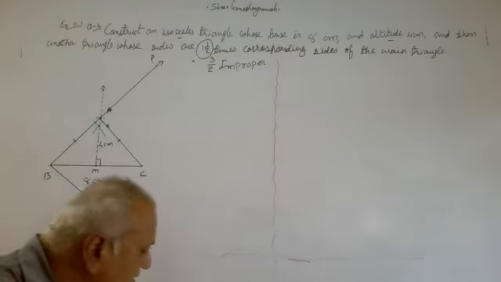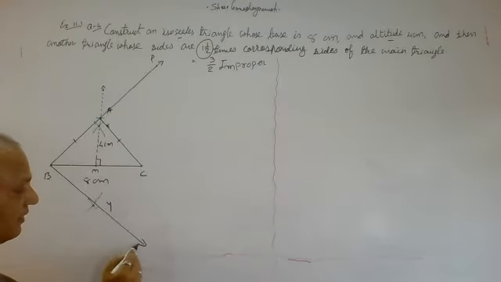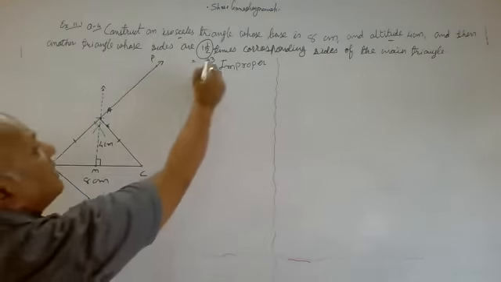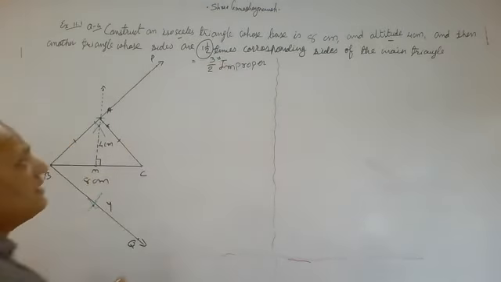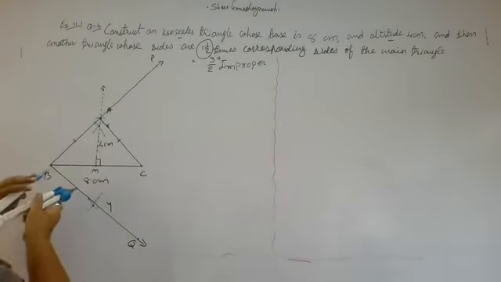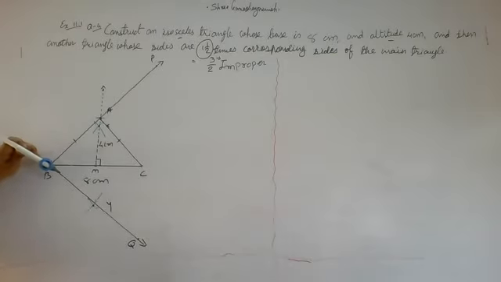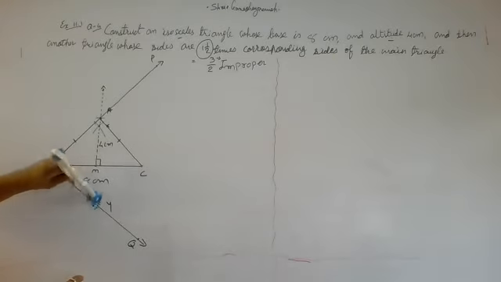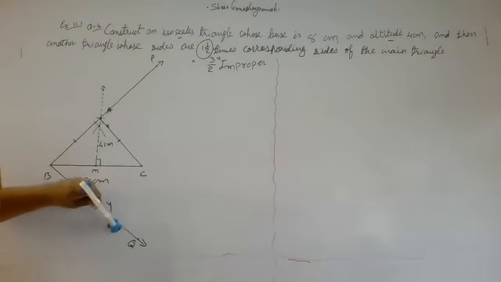Like construction number 3, here I will give the name Q. Then on ray BQ I have to make 3 equal parts, because the bigger number is 3. So we have to make 3 equal parts on this ray. Here with the help of a compass we have to make 3 equal parts. This is the first part, then this is the second part, and then this is the third part.